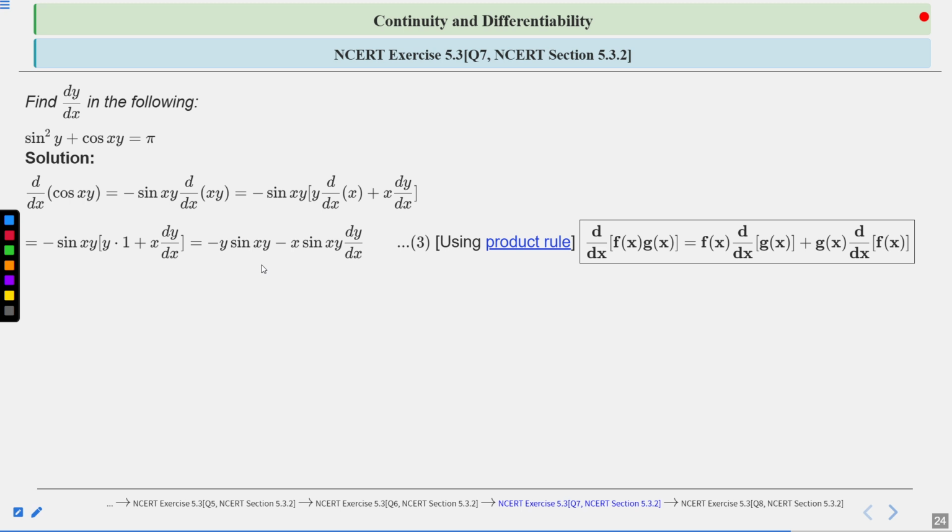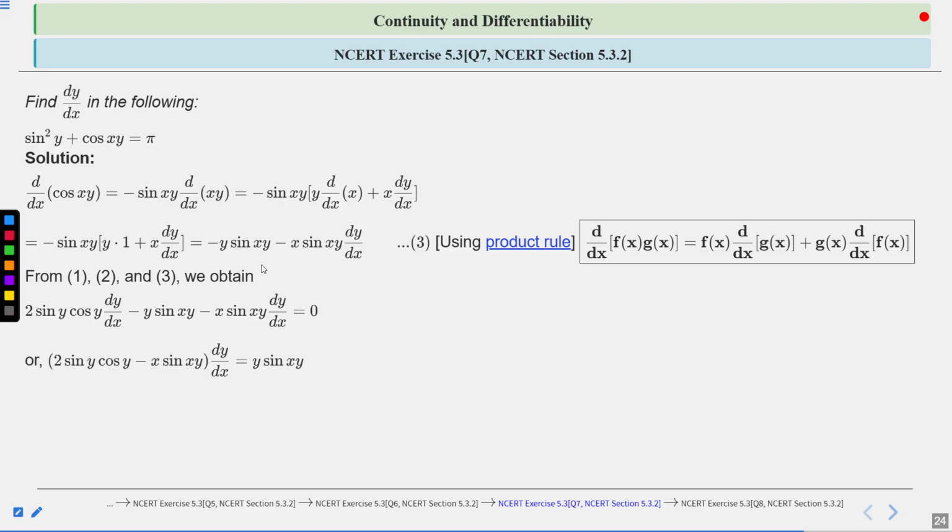This is equation 3. And we have done this by using product rule, which is d upon dx of f(x) into g(x) is equal to f(x) into d upon dx of g(x) plus g(x) into d upon dx of f(x), right? So from 1, 2 and 3 we obtain 2 sin y cos y dy by dx minus y sin xy minus x sin xy dy by dx equals 0, right? Or we can say that 2 sin y cos y minus x sin xy dy by dx will be equal to y sin xy, right?